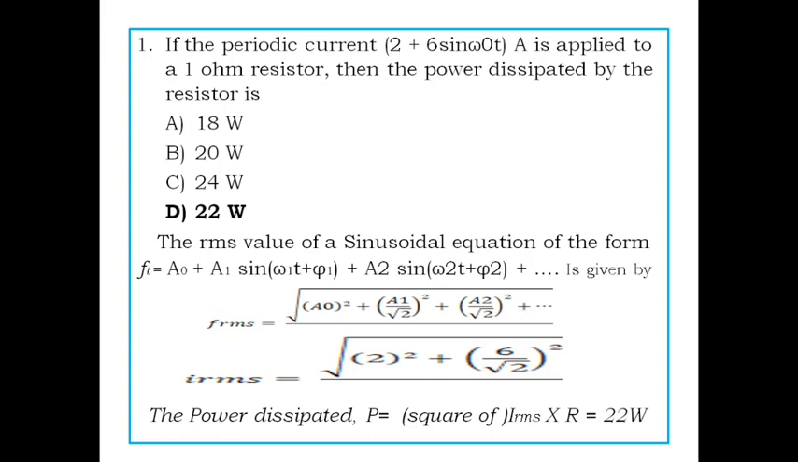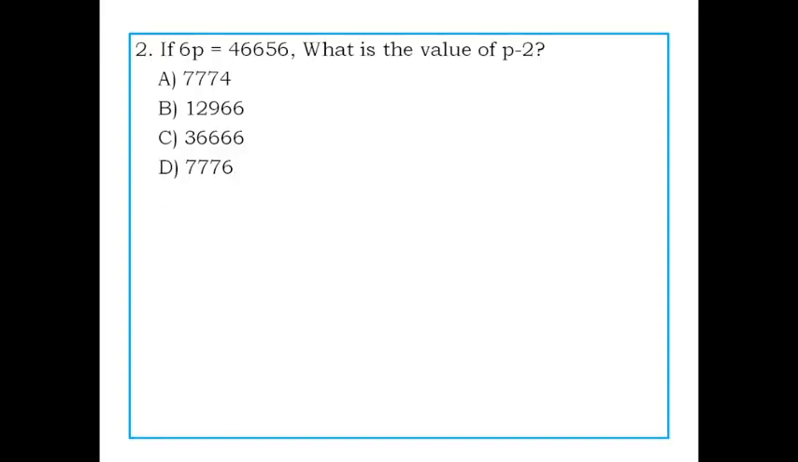Now let's move on to the second question. So the second question is a simple logical question. If 6p is 46,656, what will be the value of p minus 2? So for that, first you need to find the value of p. So let's find p now. P is equal to 46,656 by 6.